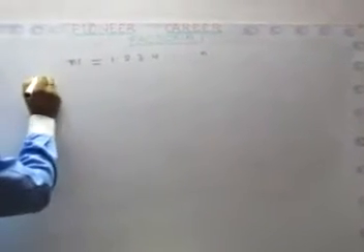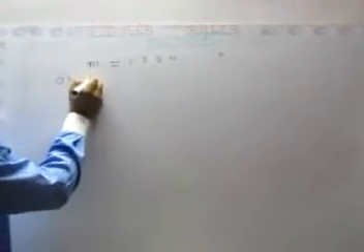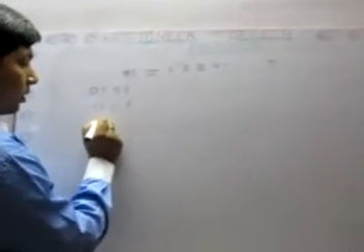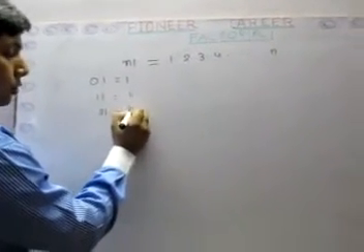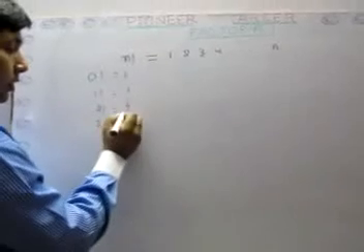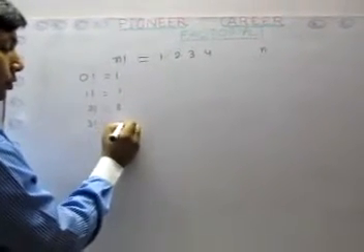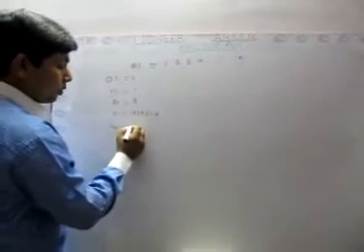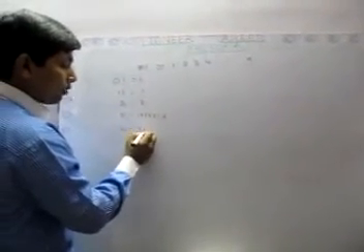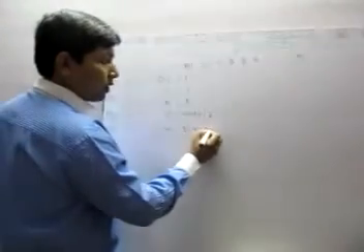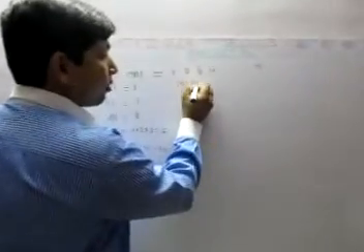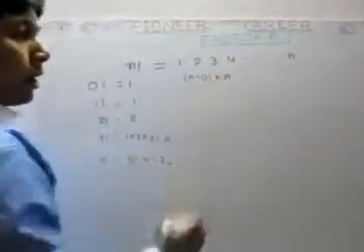Now, there are some important factorials. 0 factorial is equal to 1. The proof of this we will see in permutation and combination. 1 factorial is equal to 1. 2 factorial is equal to 2. 3 factorial is equal to 1 into 2 into 3, that is 6. 4 factorial is equal to 6 into 4, or 3 factorial into 4, that is 24. Hence n factorial is also equal to n minus 1 factorial into n.